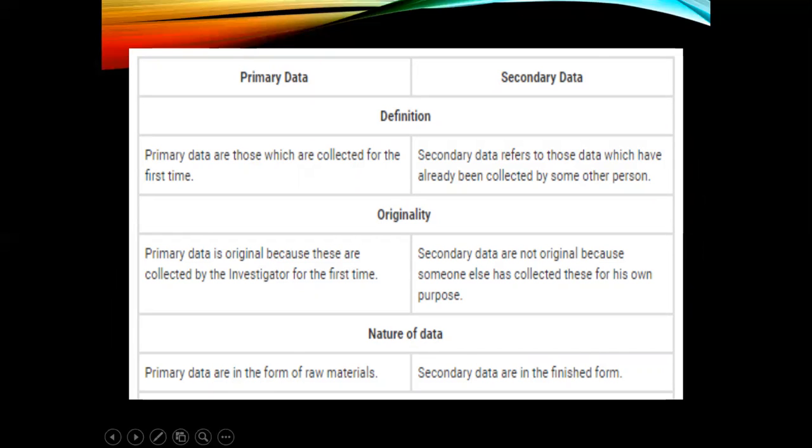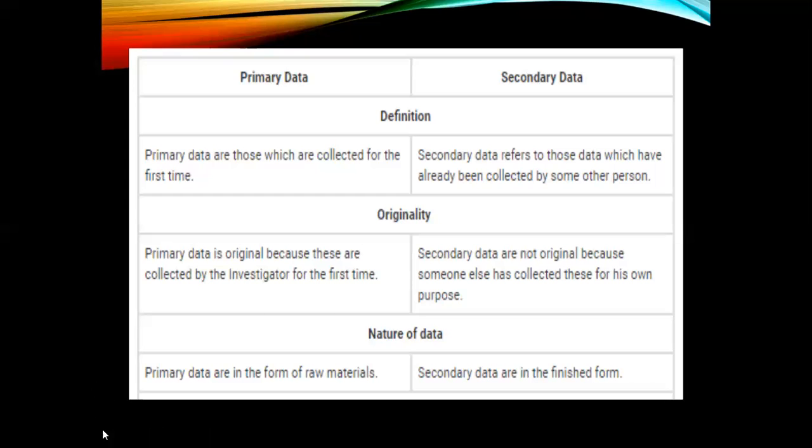Now, if you consider the originality factor, primary data is original because these are collected by the investigator for the very first time. Whereas secondary data cannot be considered original because someone else has already collected this for his own purpose. Now, if you consider the nature of the data, primary data can be considered to be in the form of raw materials, whereas secondary data, you can consider it as a finished form. I hope you have understood the basic difference between primary and secondary data.